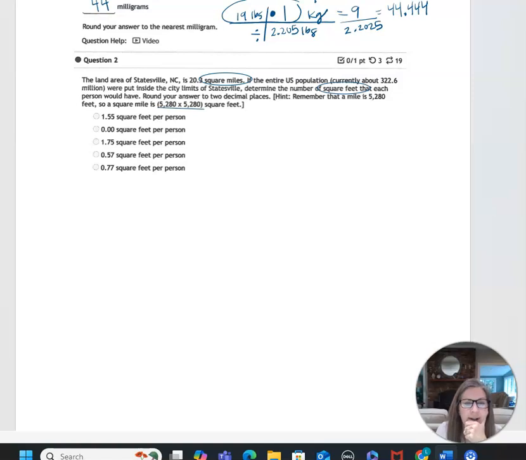So a square mile would be 5,280 times 5,280 square feet. Okay, let's put that in our calculator. So 5,280 times 5,280. Wow, it is a huge number.